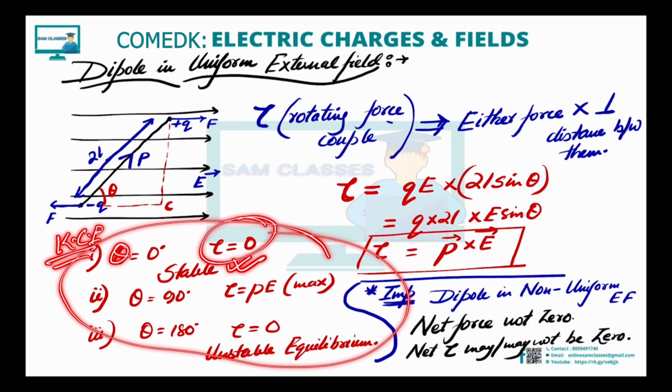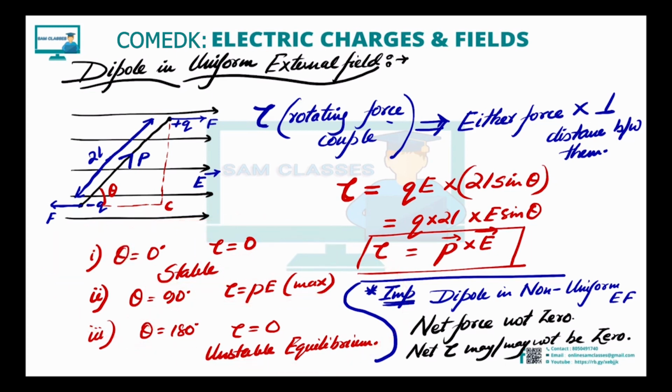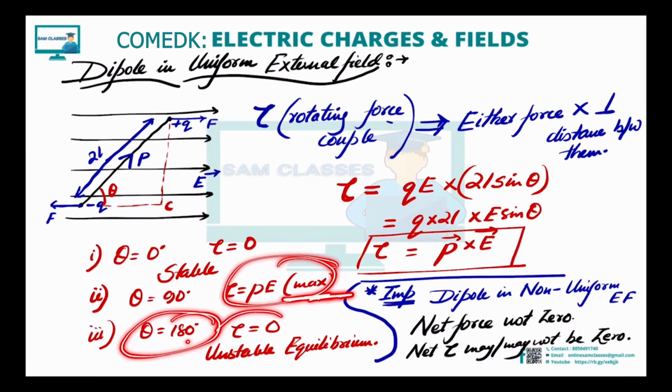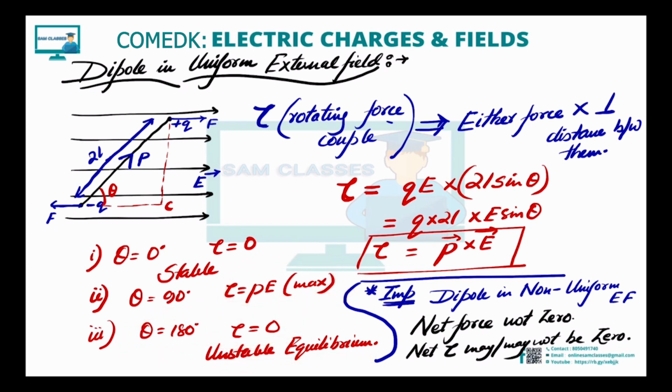Now this part is also very important for KCET, so mug it up. If theta is 0, then torque is also 0 and the condition is stable, so it is in stable equilibrium. Theta 90, torque is max. Theta 180, torque will be 0, and it is unstable equilibrium.